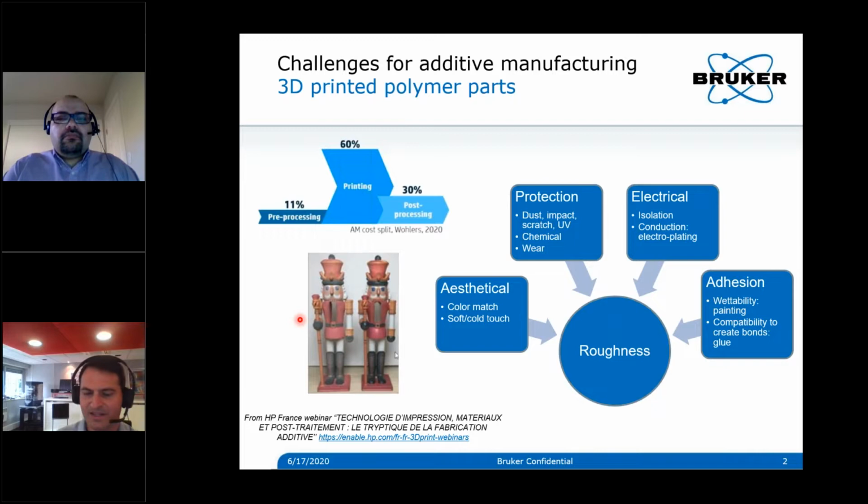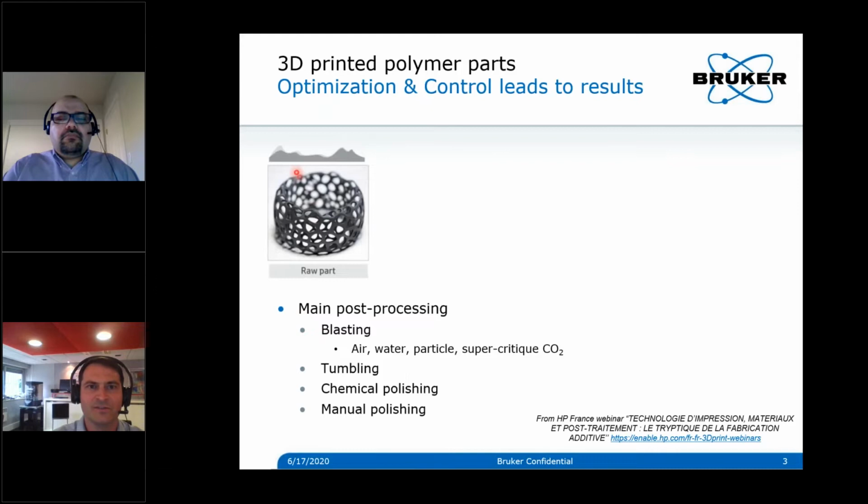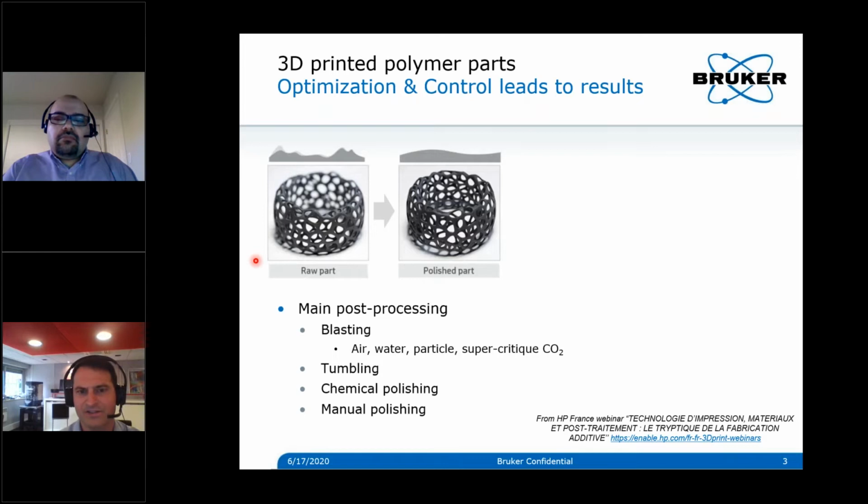So as you understood, roughness is key. And 3D printed polymer parts usually get very rough at the beginning, simply by the principle of building layer by layer or sintering particles together, you obtain an inherently rough surface like here. The raw part usually looks very matte, and sometimes you even see the lines of the building process. So you need to smooth out the surface through multiple post-processing steps, and you usually obtain a nice polished part like this after numerous processes.